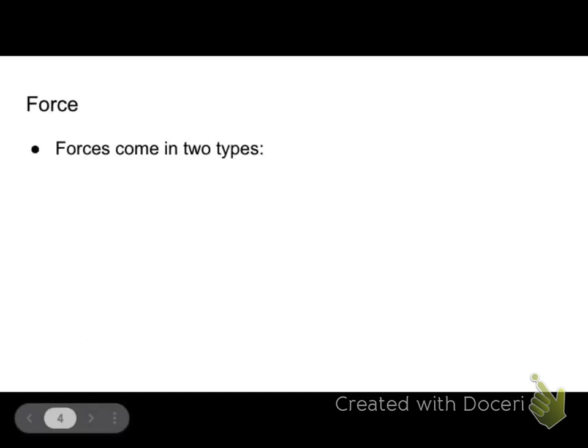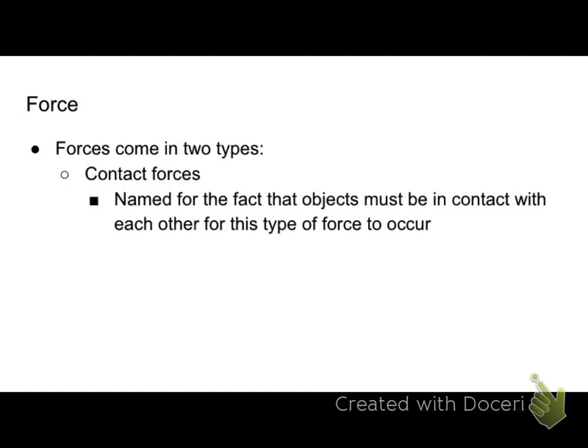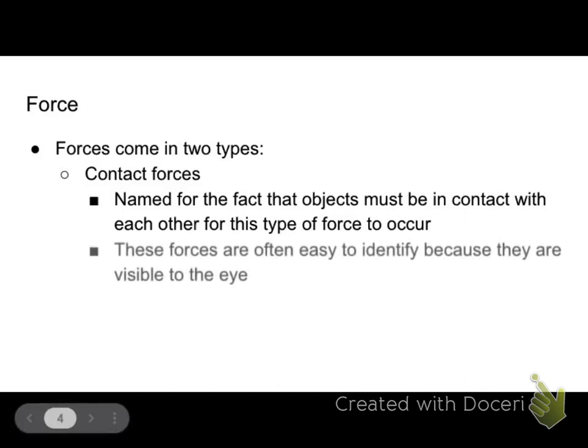Forces come in two general types, at least when we're talking about macroscopic objects. They come in two types, okay? The first type is the one you're probably the most familiar with, which is contact forces, okay? The name says it all. These are forces where the two objects come into contact with each other. There's actual physical contact, the objects are touching. That has to happen in order for it to be qualified as a contact force. They're often easy to identify because you can actually see them visibly.